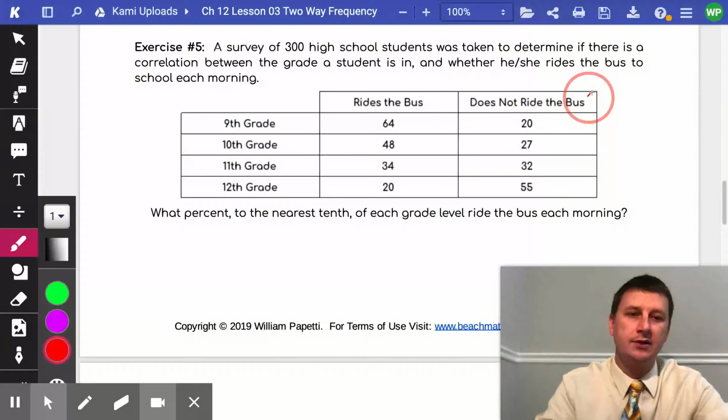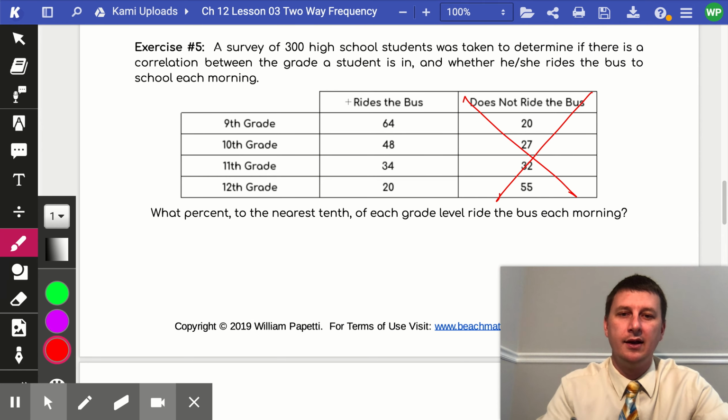So we're not really concerned about who does not ride the bus. We're only going to look at the ones that ride the bus, and we are going to look at what percent of each grade level ride the bus. So we're going to do 64, and we're going to divide that number by the total number of ninth graders that were surveyed, which is going to be 64, and also these 20 that did not ride the bus. So that would be 64 plus 20 in our denominator.